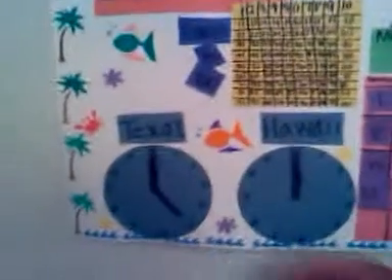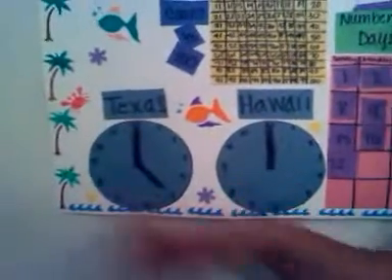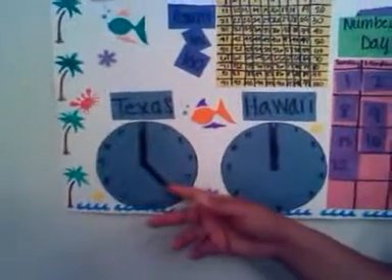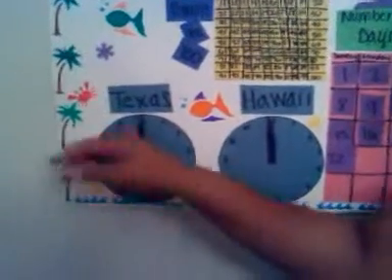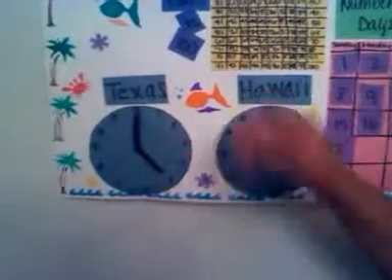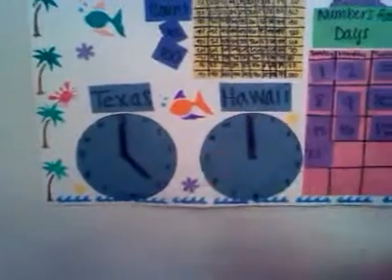Then we go down to our time zones. We have the Texas time zone versus Hawaii's time zone. The Texas time zone we chose was 5 o'clock because Hawaii is 5 hours behind Texas, just so the students would know. It was 5 o'clock in Texas, and then Hawaii, it is 12 o'clock. After the math calendar board was week 3.